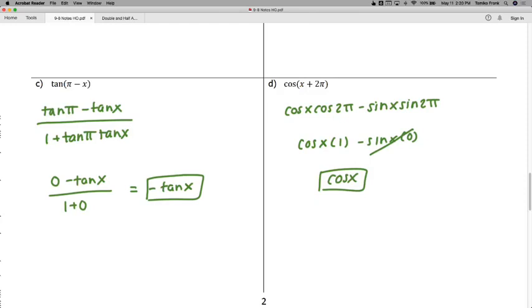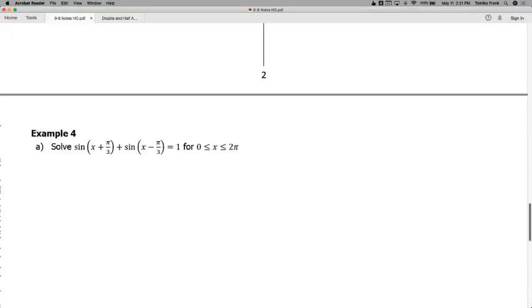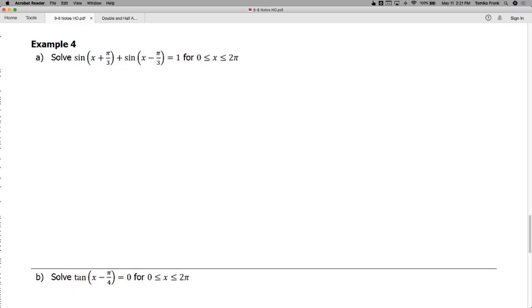So example 4, I'll do the first one with you guys and give you some time to do the second one, and then we'll finish up with example 5. So we've got this. We want to solve. We are told the sine of x plus pi over 3 plus the sine of x minus pi over 3 is equal to 1. And we want to find all the solutions between 0 and 2 pi, or 0 and 360 degrees. We'll represent our final answers in radians because that's the domain that we're given here.